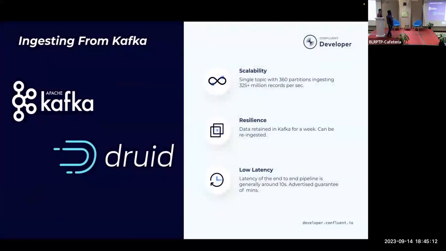Okay, so as I mentioned, in Confluent, Druid consumes from Kafka. In production, we have a single topic with 360 partitions, and we get around 5 million records per second. And for resiliency, we retain these events for a week so that if needed, we can re-ingest them. It provides a low latency solution, generally around 10 seconds.